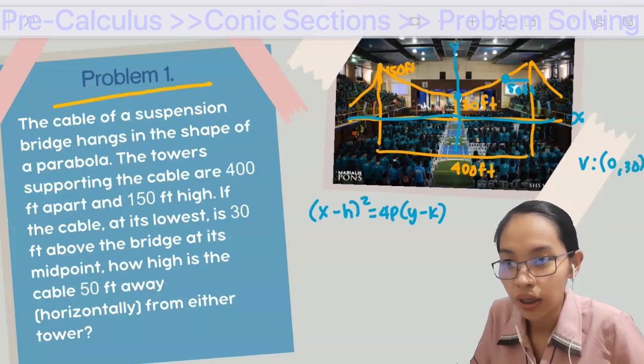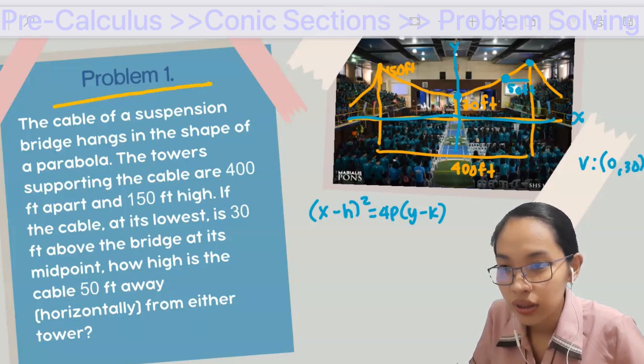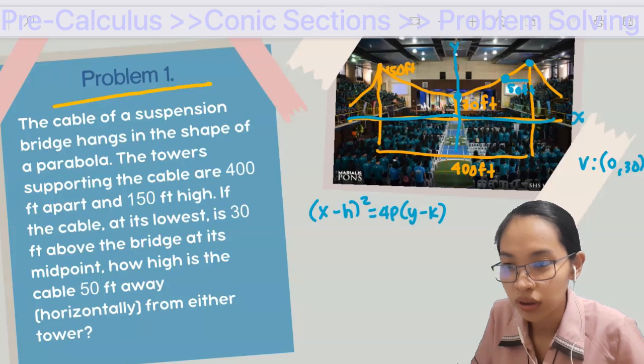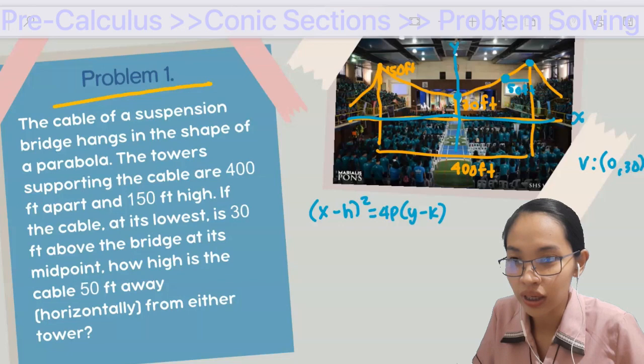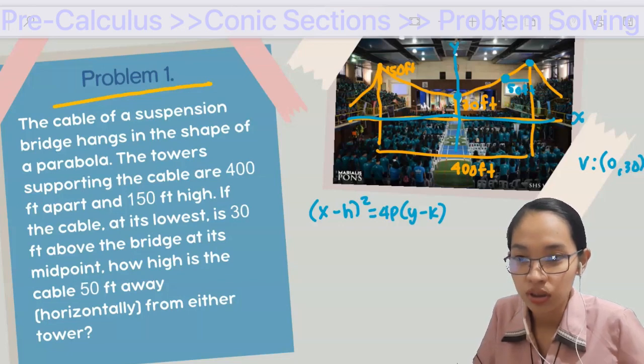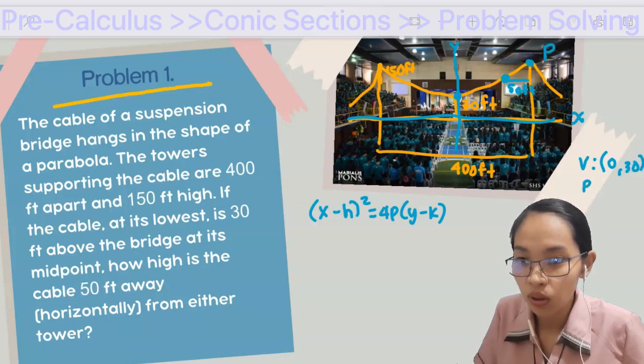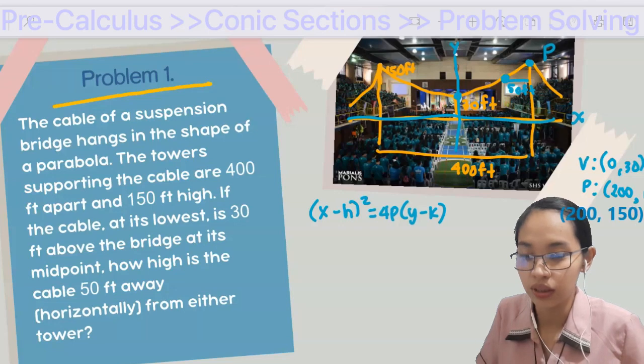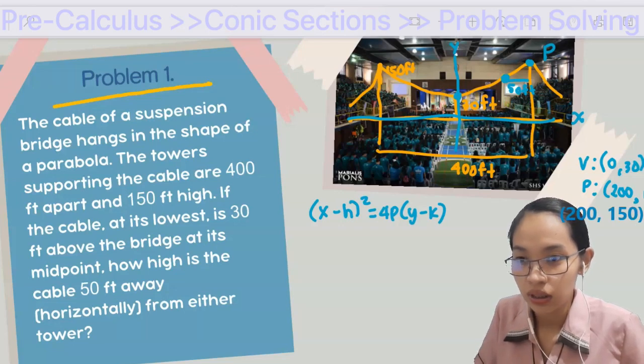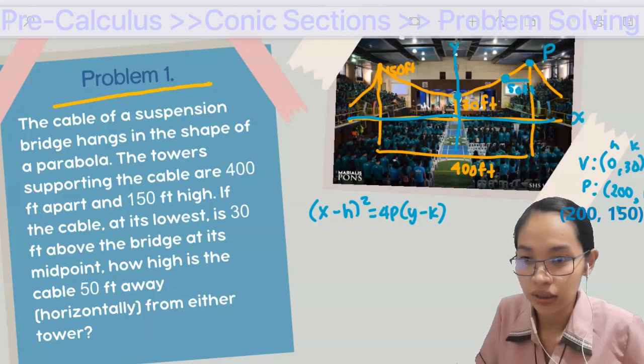And we consider a specific point on the cable. If the distance from one tower to another is 400, it means the distance from this vertex to one of the cable towers is 200 feet, which means that this point P has a coordinate of (200, 150). That is our given point. That is your h and k. This is x and y.